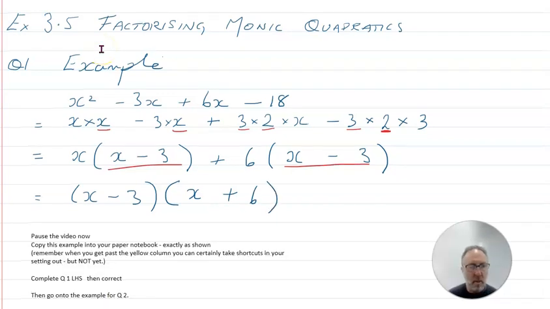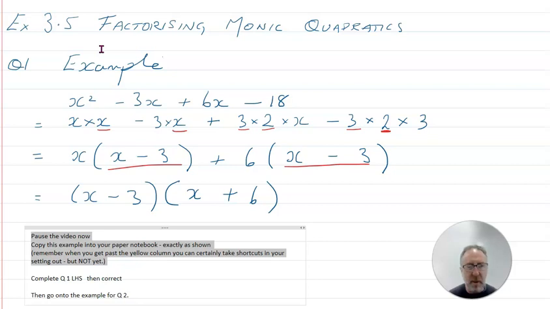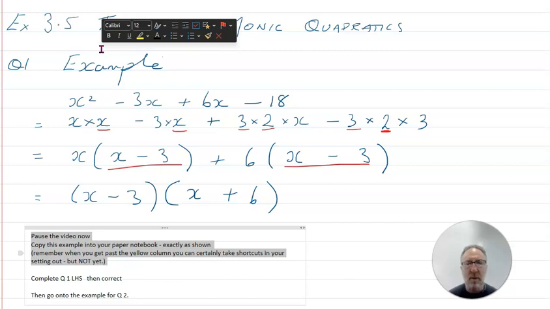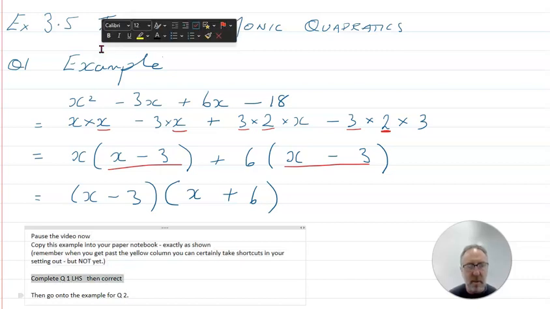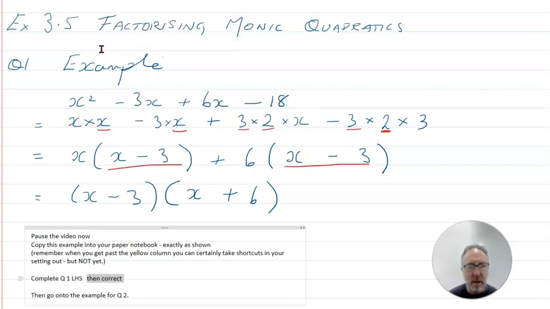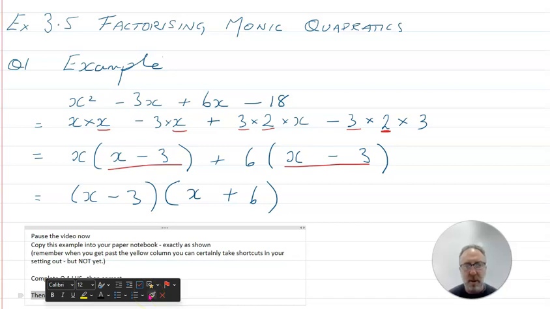Now, pause the video, or at least when I finish speaking. I mean, you may not have even listened to this. If you read it, you can just do it. Copy the example into your notebook exactly as shown. Remember, when you get past the yellow column, you can take shortcuts with your working out, or you can discuss it with me beforehand. But for now, do it like this. Complete question 1 left-hand side, which is what it said in the yellow column of your capacity matrix. Then correct it. Then come back to question 2. Once you've copied this into your notebook, the computer is out of the way.